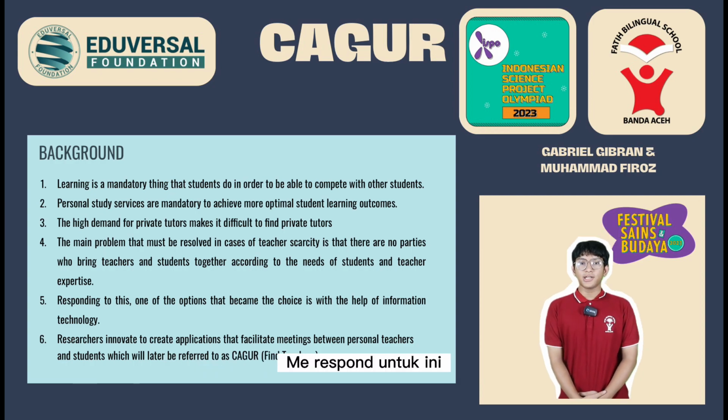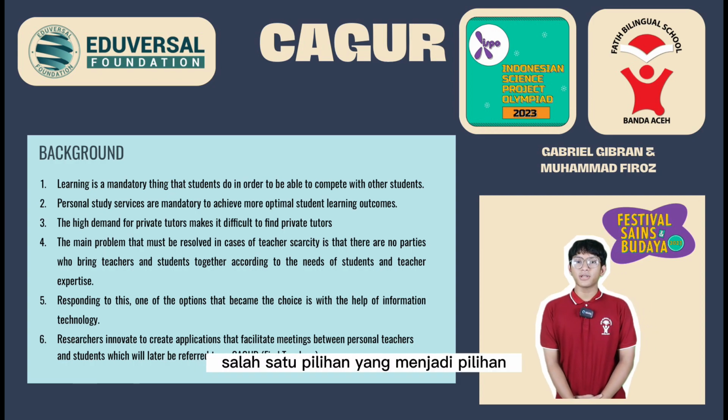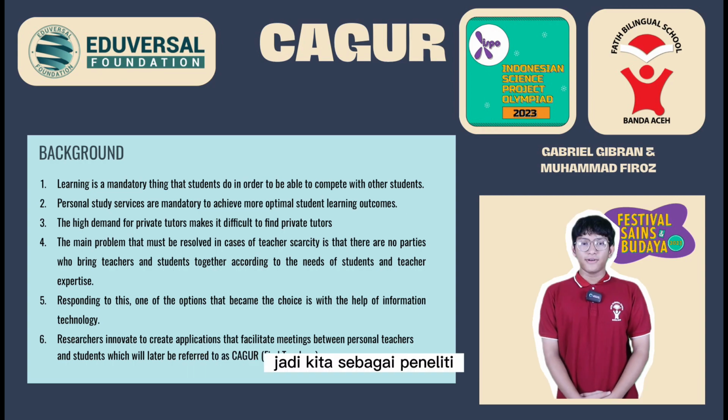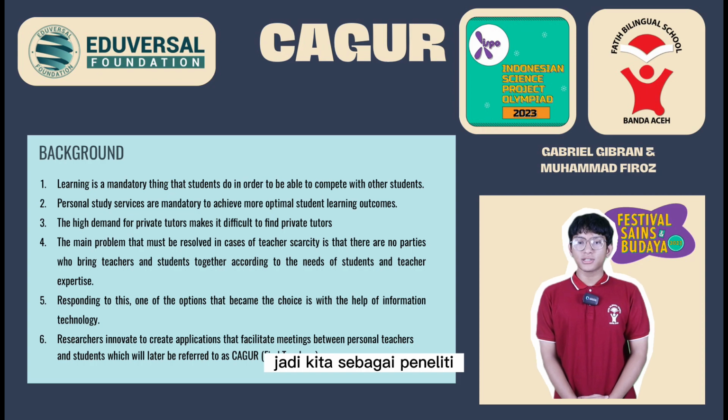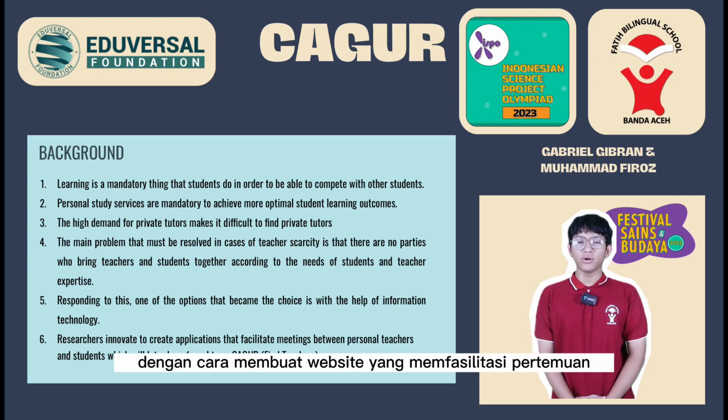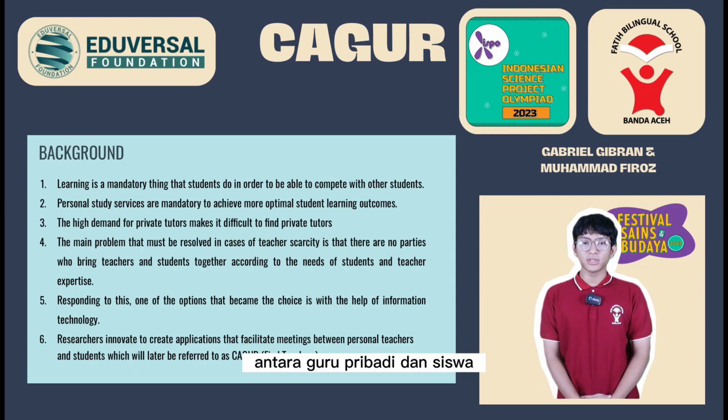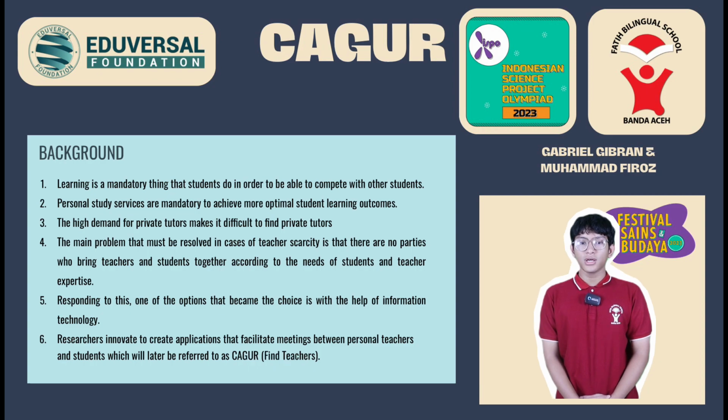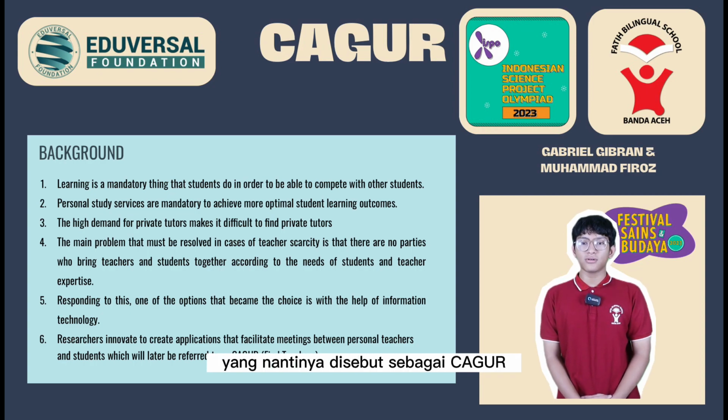Four, responding to this, one of the options that became the choice is with the help of information technology. Five, so we, as the researchers, innovate to create a website that facilitates meetings between private teachers and students, which will later be referred to as Cagur.